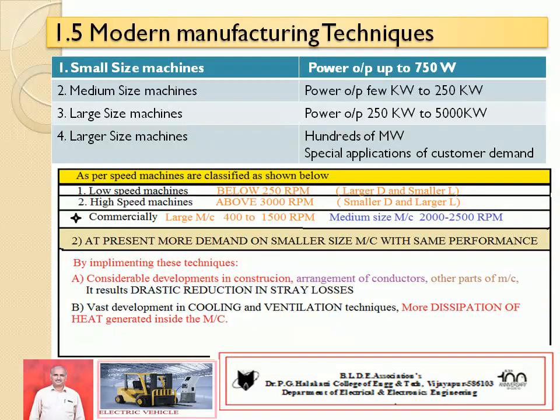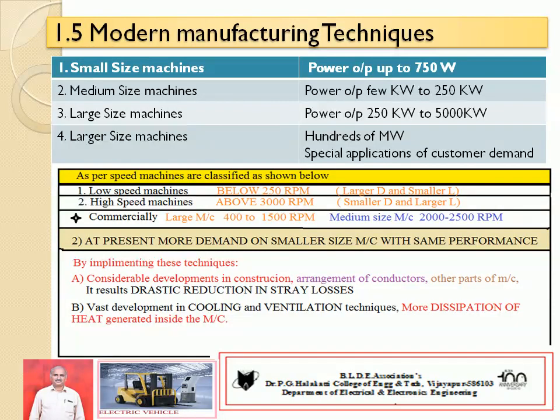The second point is very important. In the present situation, the consumer expects a smaller size of machine with the same performance. Performance remains the same, but the customer demands a lower size of machine. Hence, it is also a big challenge to the designer to reduce the volume of materials and reduce the size of the machine. Then what are the factors to implement this technique? There are considerable developments in design, and newly developed construction techniques have to be implemented.